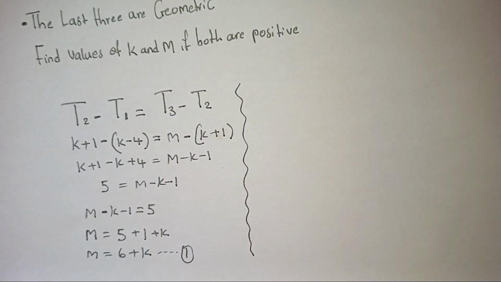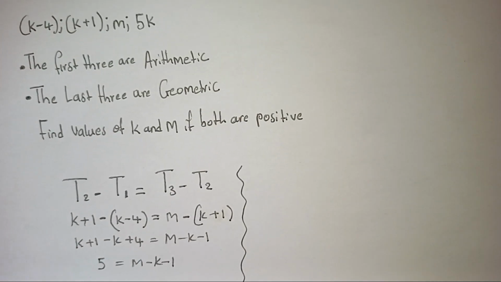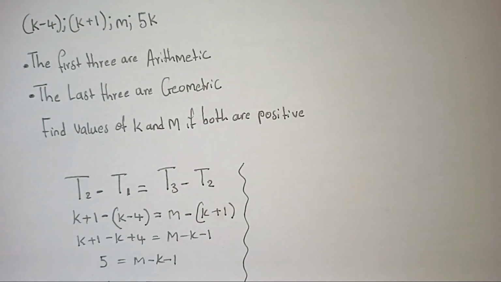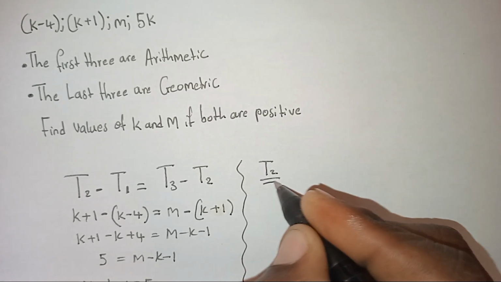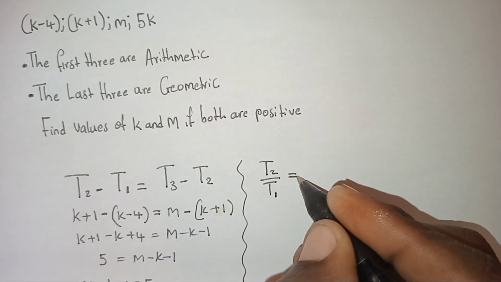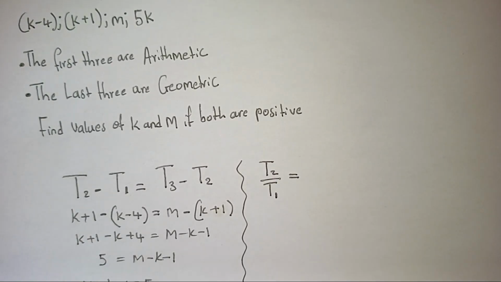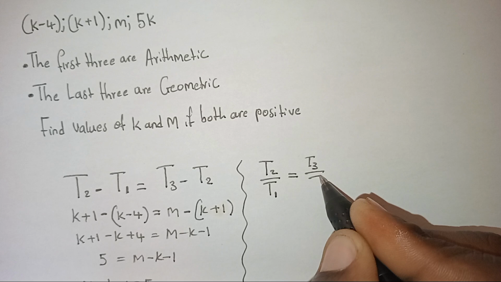Now we're going to use this information. The geometric terms are the last three, which means it's this, that, and that. So let's start with term 2 divided by term 1. Remember, when we take two consecutive terms and divide, we get a constant ratio, and that constant ratio will be the same as what we get when we divide term 3 by term 2. That's why both sides are equal.